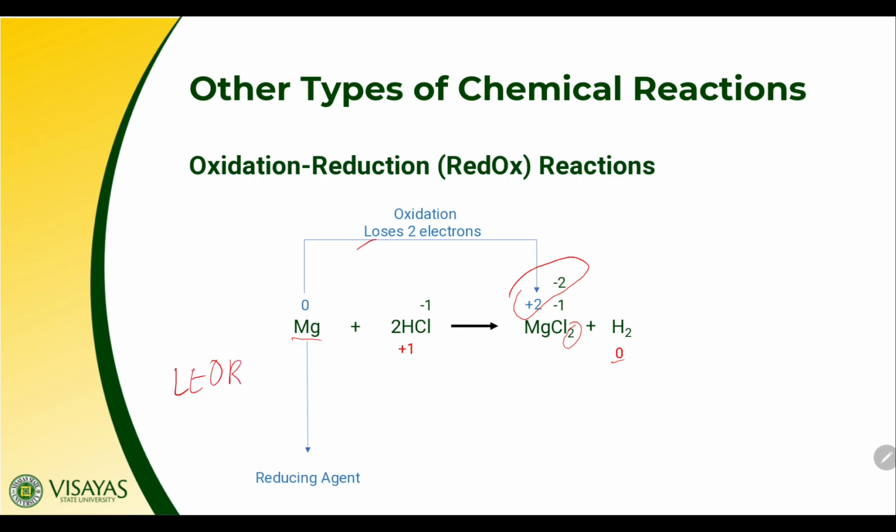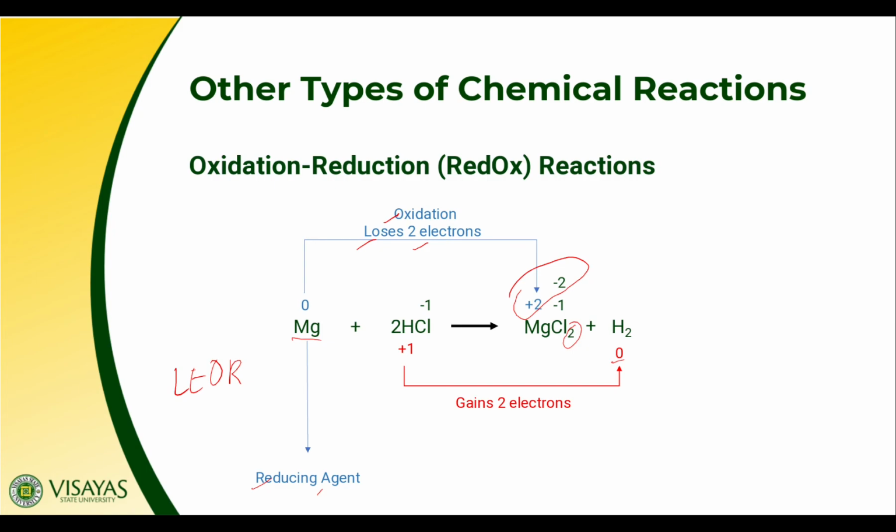LEO: Loss of electron, oxidation, reducing agent. Okay? Remember that. So when we have an oxidation reaction, we also have a redox reaction, because redox reactions go hand in hand. When there is reduction, there is always an oxidation reaction. So when magnesium lost those 2 electrons, some other element has gained those electrons. In this case, it is the hydrogen that's gaining the 2 electrons.